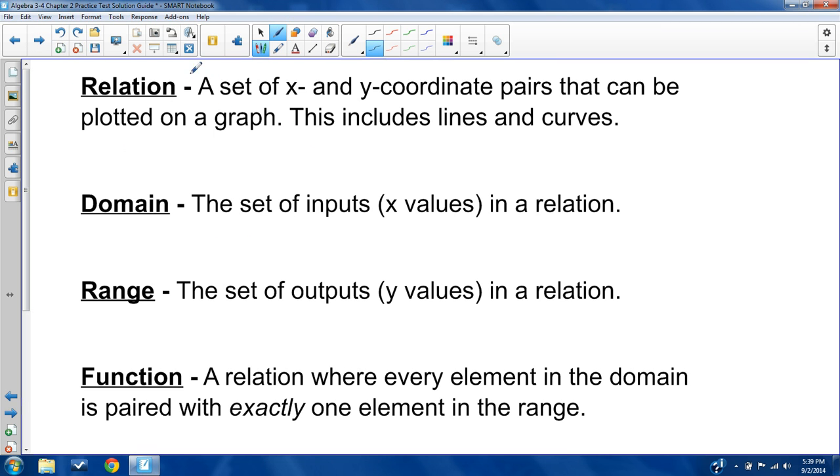Okay, first I'm going to give you some definitions here, and they're a little formal, and we'll go over them and see if they make sense as we do the problems too. Okay, a relation first to start off. This is a set of x and y coordinate pairs that can be plotted on a graph. This includes lines and curves.